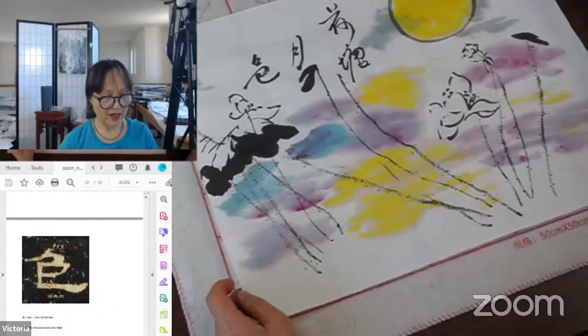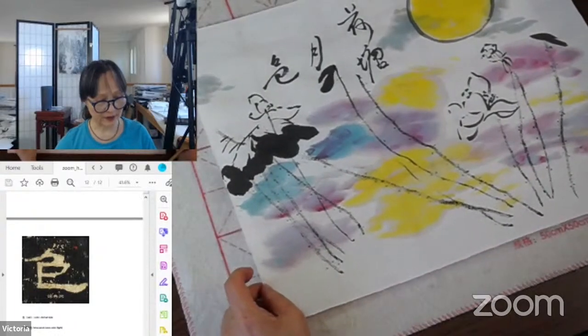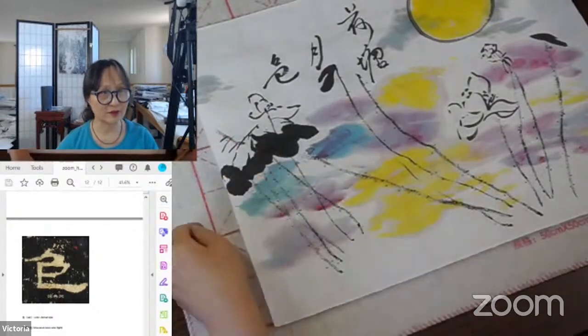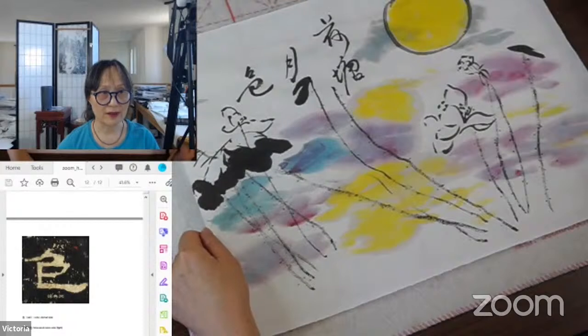I didn't define that each leaf connects to the stem, you noticed, right? And you don't have to.